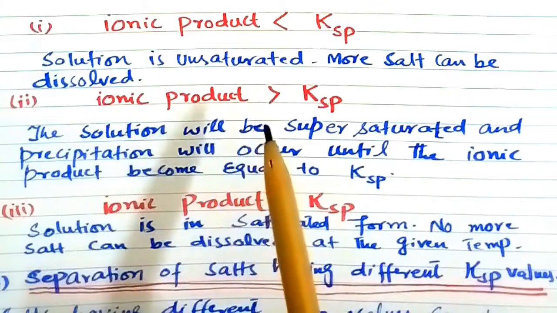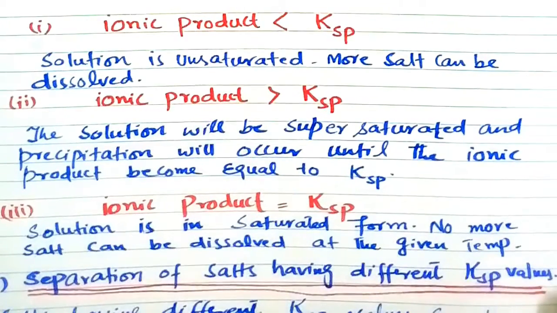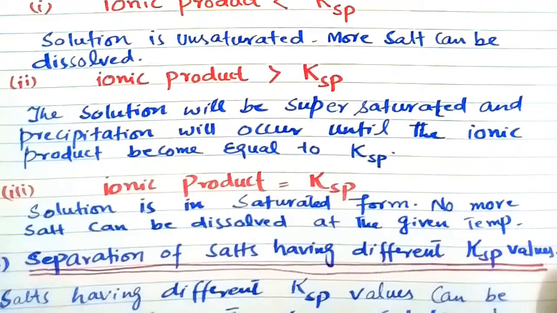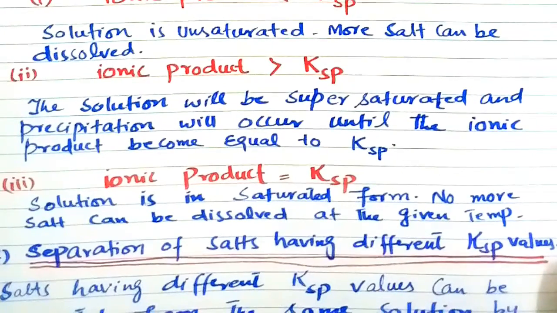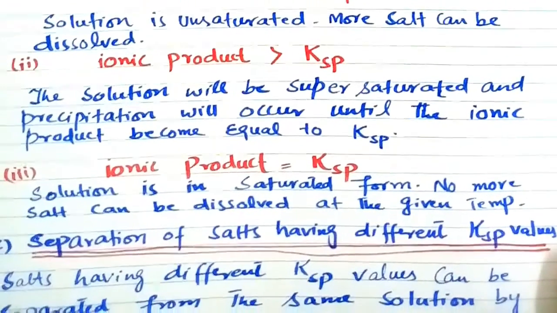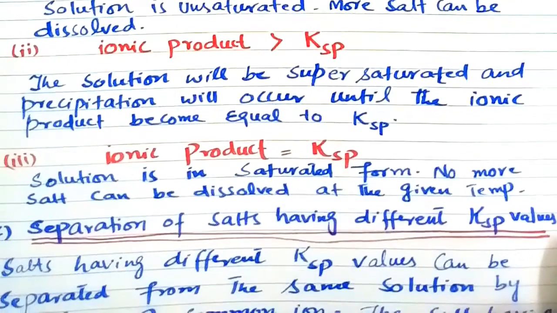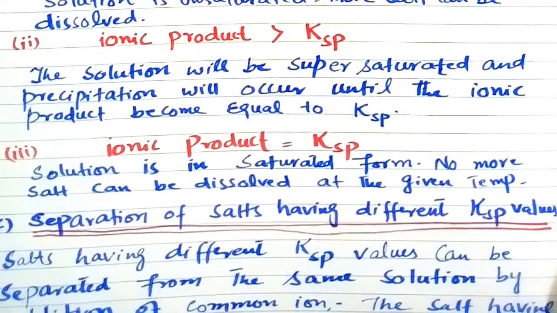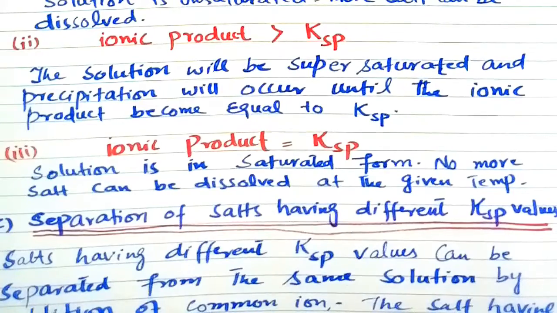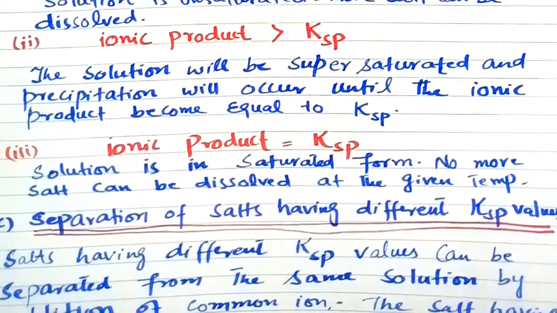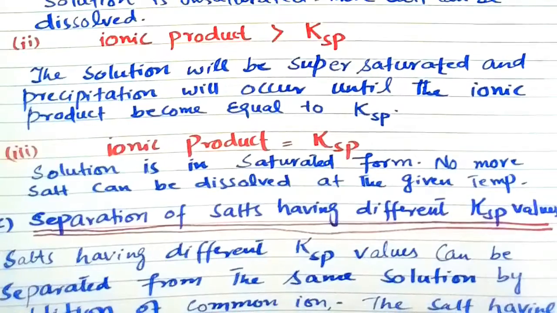In the second case, the ionic product is greater than Ksp, so the solution will be supersaturated and precipitation will occur until the ionic product becomes equal to Ksp. The third case is when the ionic product is equal to Ksp, so the solution is in saturated form and no more salt can be dissolved at the given temperature. Now there are three cases. By using the numerical value of Ksp, you can find out the saturated, unsaturated and supersaturated solution.